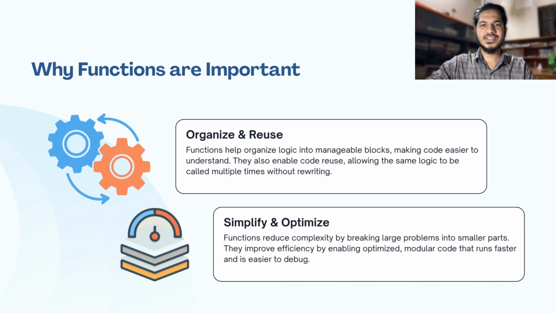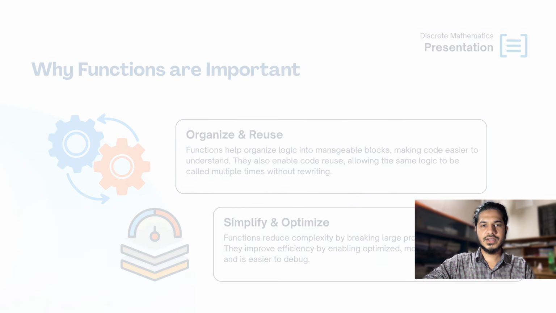Functions are very important in computer science. They help us organize logic into small parts. They also allow us to reuse code, so we don't need to write the same thing again. Functions reduce complexity and make programs easier to understand and debug.